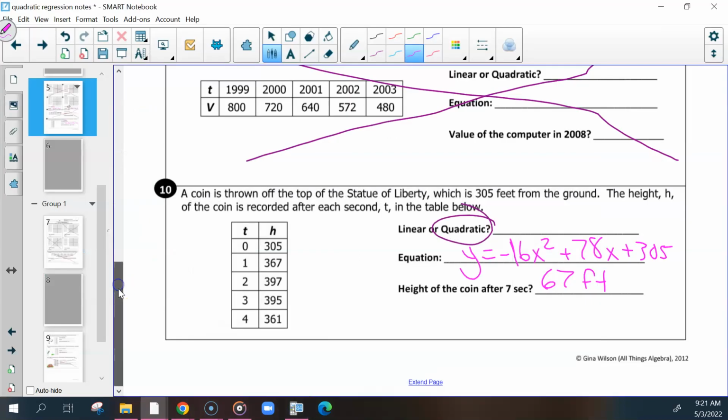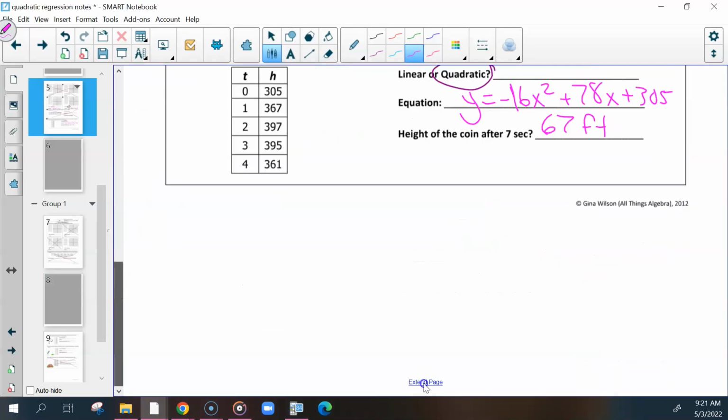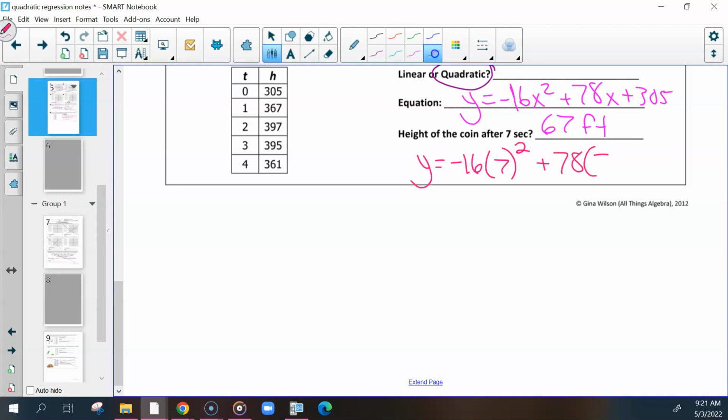Now on the test, when you take that, you will need to show me how you would have solved this algebraically, but you don't have to actually solve it algebraically. This would be y equals negative 16 times 7 squared plus 78 times 7 plus 305. Now you could actually solve it by hand, but you don't need to.